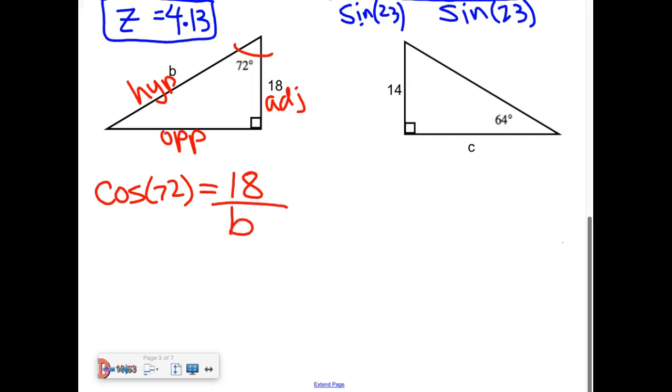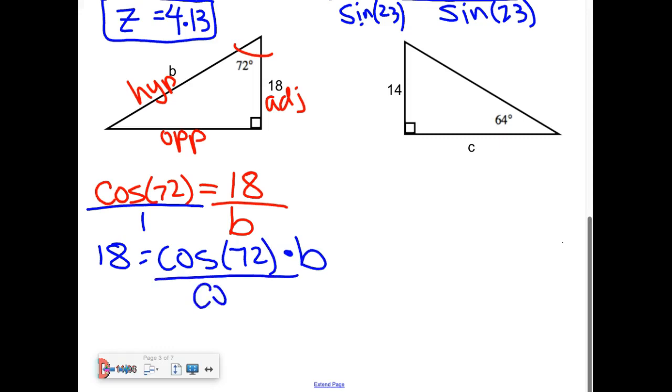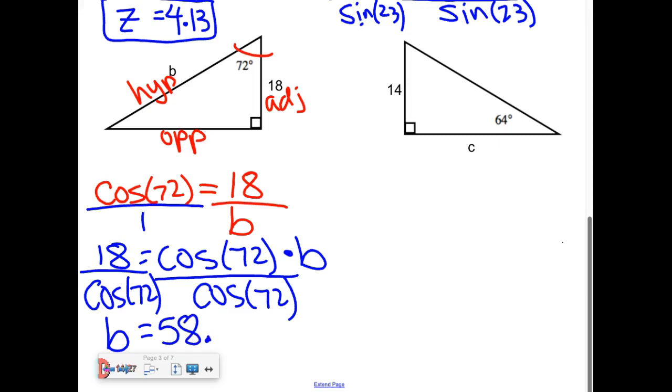Again, I see B is on the bottom here, so what I'm really doing, I'll show everyone one more time, is take 1 times 18. We have cosine 72 times B, and to get rid of that, I'm going to divide. So grab your calculator. We're going to take 18 divided by cosine 72. Reminder, you're finding hypotenuse, so your answer is going to be a little bit bigger. I'm getting 58.25.